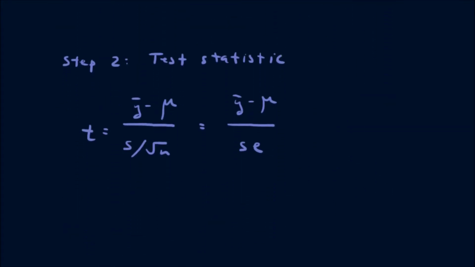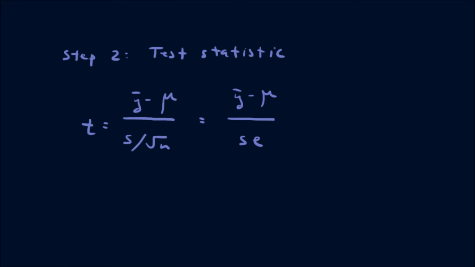Step two would be calculating the test statistic. This formula is in your formula sheet. It's a t test statistic, so y bar minus mu over s divided by the square root of n. So y bar would be a sample average, mu would be the assumed population mean, it's the value used in the null hypothesis, s is the sample standard deviation, and n would be the sample size. This term, s over root n, is the standard error. So in this case, we were given the standard error, so we can just plug that in there.